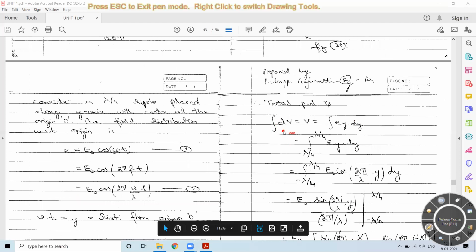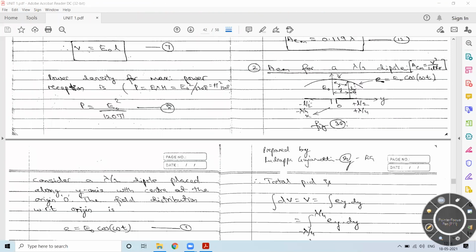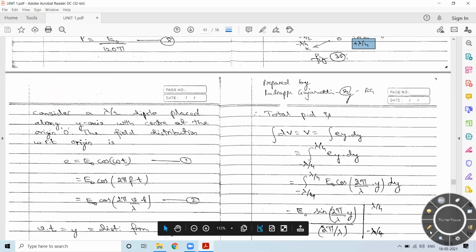So here the integration of dV is nothing but the overall potential, and the right hand side is the integration of Ey into dy. Now what are the limits of this integration? If you observe, it is minus L by 2 to plus L by 2, but it is known that the length of the dipole is lambda by 2. So you have to replace L with lambda by 2. Therefore the limits are minus lambda by 4 to plus lambda by 4, so the integration is from minus lambda by 4 to lambda by 4 of Ey into dy.